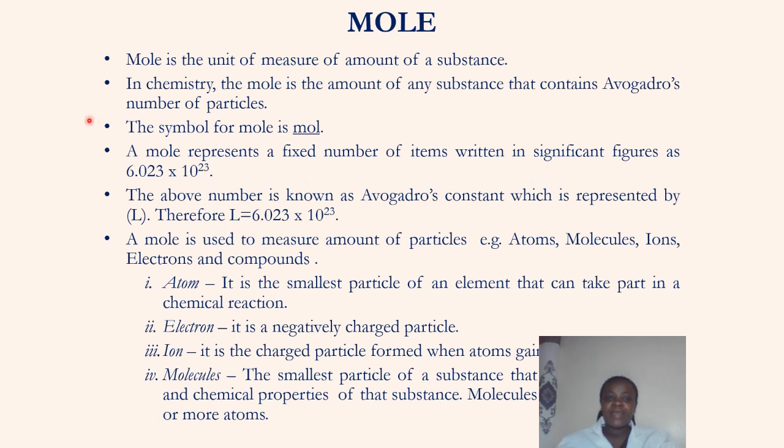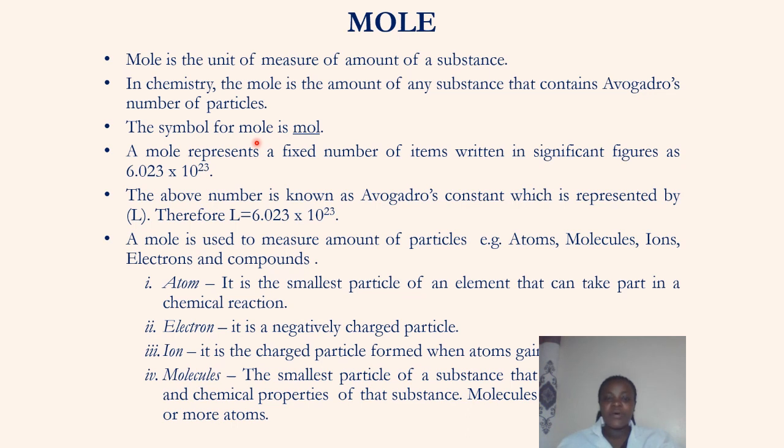So we start by looking at the definition of mole, and we say that the mole is the unit of measure of amount of a substance. So in chemistry, how do we define mole? In chemistry, we define mole as the amount of any substance that contains Avogadro's number of particles. So that is the definition of mole.